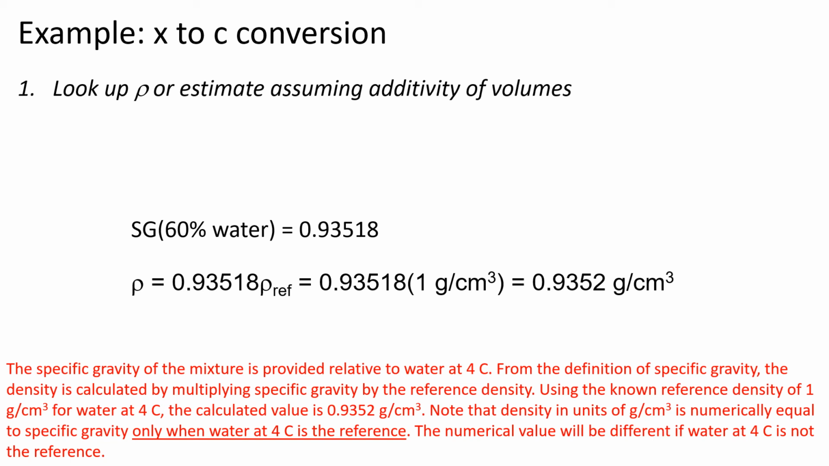Note that density in units of grams per centimeter cubed is numerically equal to specific gravity only when water at 4 centigrade is a reference. The numerical value will be different if water at 4 centigrade is not the reference.